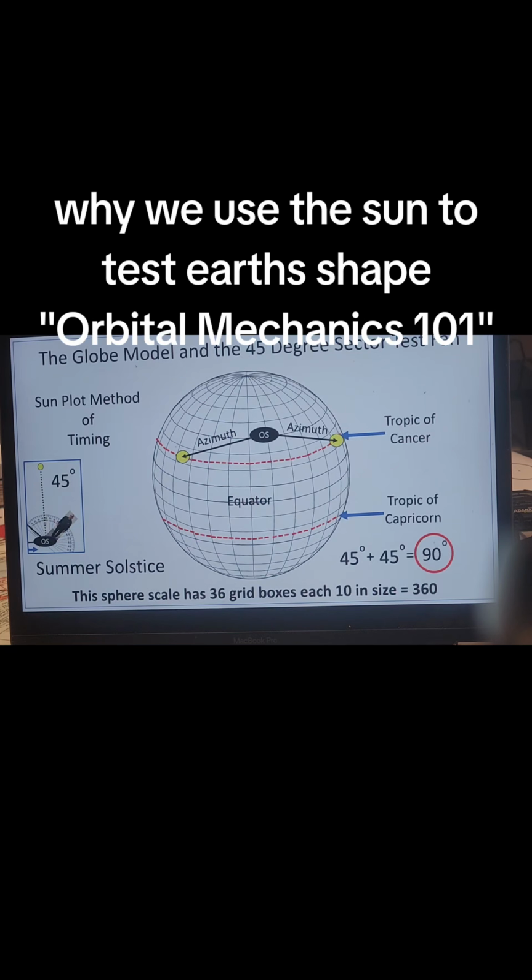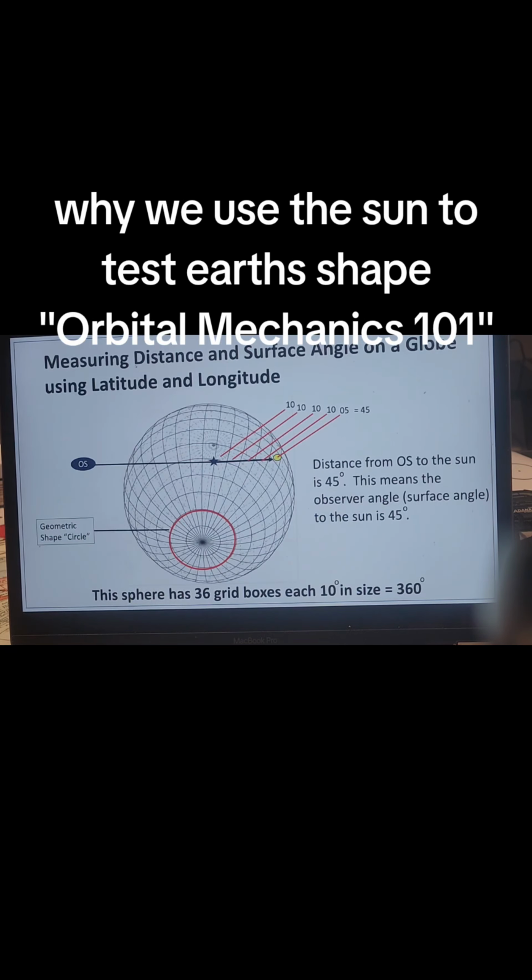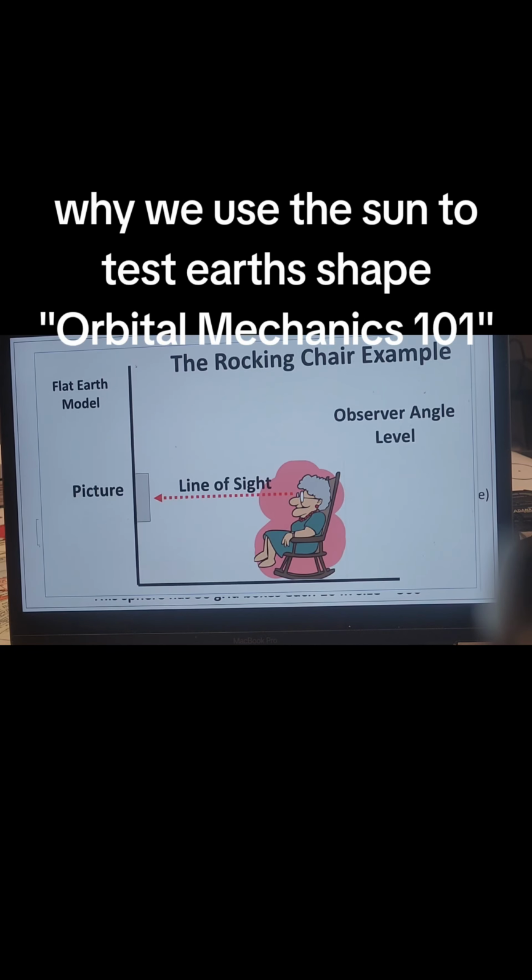Something we should have learned in our traditional education, but weren't. And again, this is Orbital Mechanics 101. This is how we figure out our 45 degree angle. All we're doing is checking our position from the OS to our sun's position in the tropics. And again, these grid squares are 10 degrees, 10 by 10. If you go 4.5 grid squares to the sun's location in the tropics at a certain time of year, you are 45 degrees. That's why it's called the 45 degree sector test. Very basic, very simple. In that 45 degrees, you only have 45 degrees of vertical angle measurement.